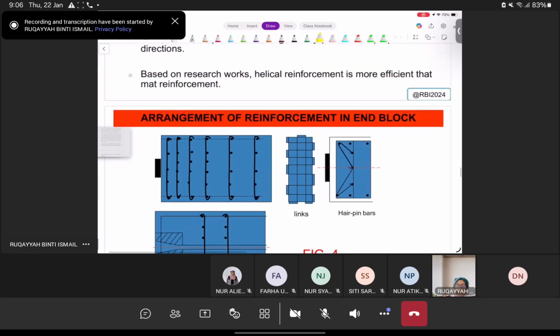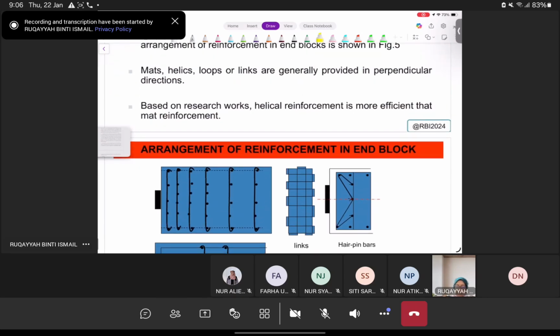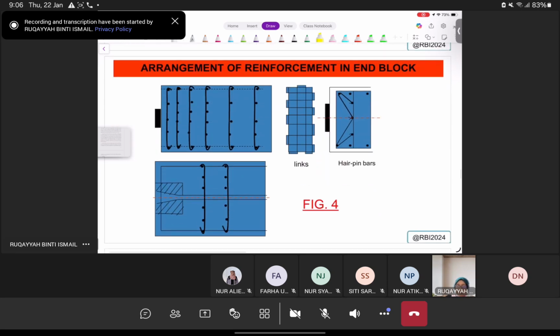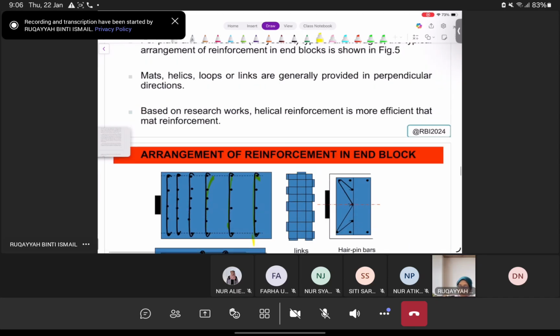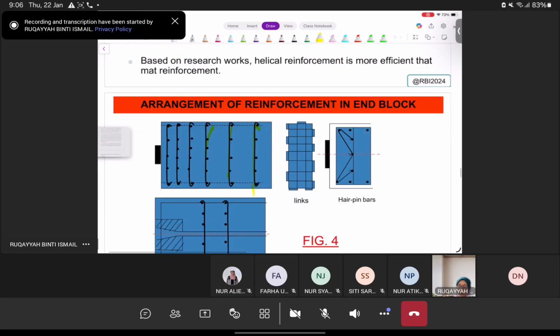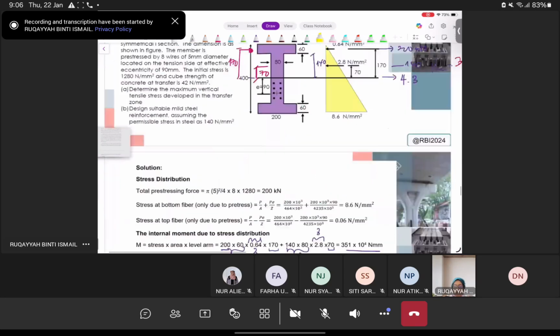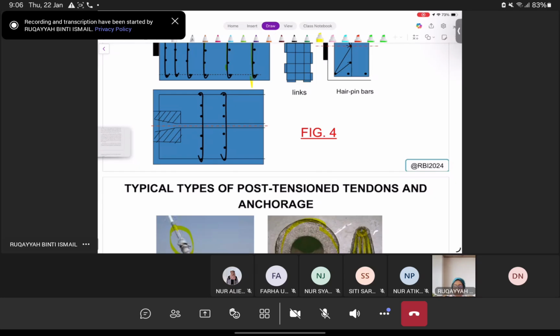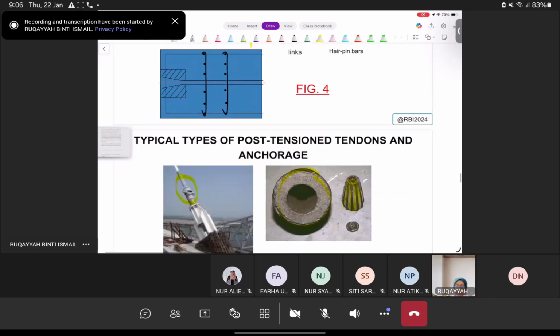Okay. All right. What else? We have mat, helix, loops or links generally provided in particular directions. So you can see this is the whole view. So how it is being linked like this is an option for us to counter any downstream condition. So based on the research work, helical reinforcement is more efficient than mat reinforcement. So they do consider that the helical one, like a spiral, is much better in performance.